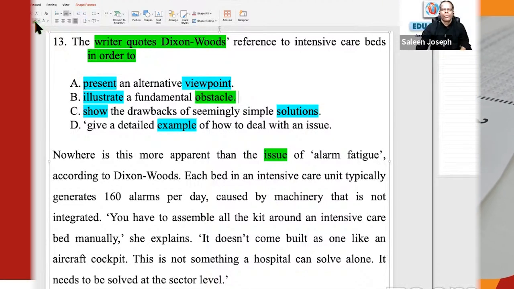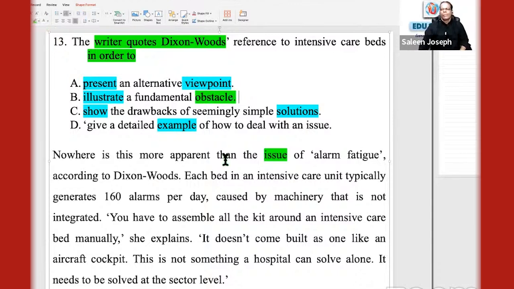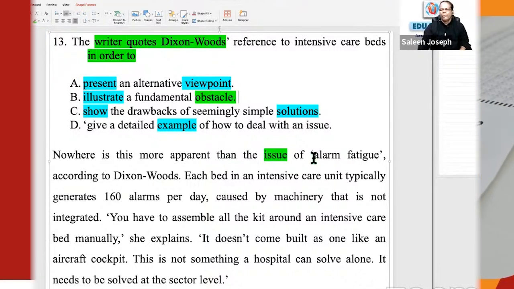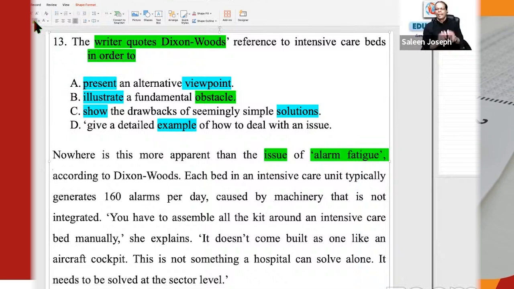Solutions cannot be the synonym. Viewpoint cannot be the synonym. Example cannot be the synonym. Issue of alarm fatigue. What is that? A problem. Fundamental problem. According to Dixon Woods, the writer quotes Dixon Woods. Is that clear? Yes. They are explaining. Illustrate a fundamental obstacle means illustrate this fundamental issue in the hospital. They are explaining the alarm fatigue issue.